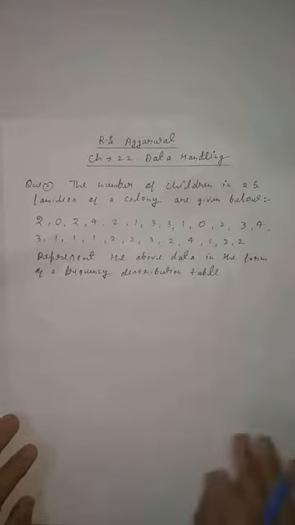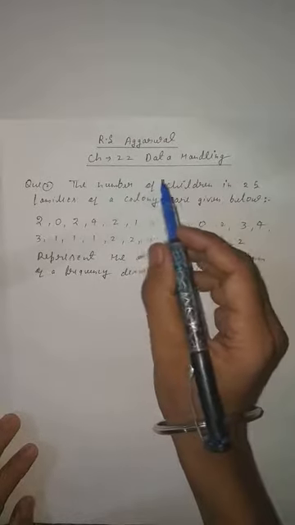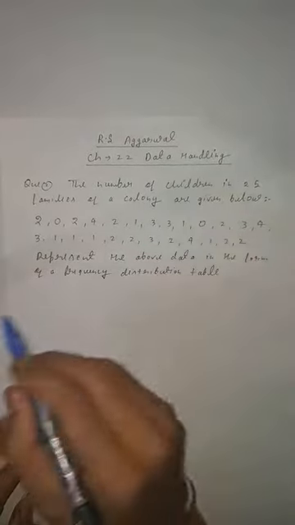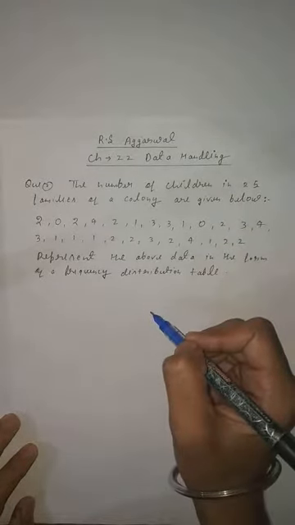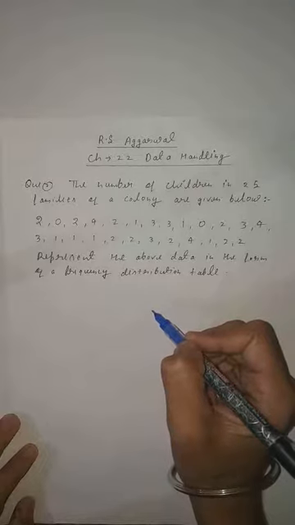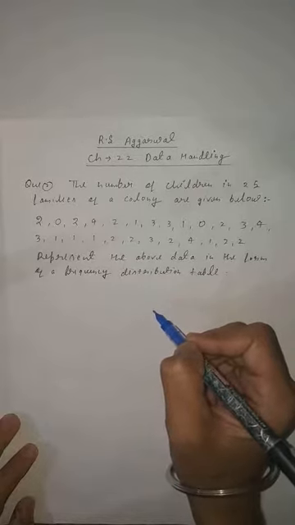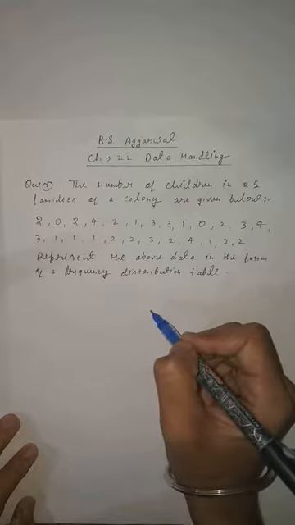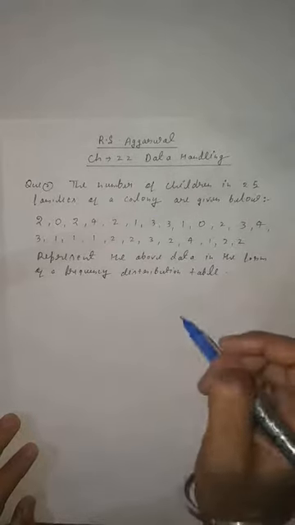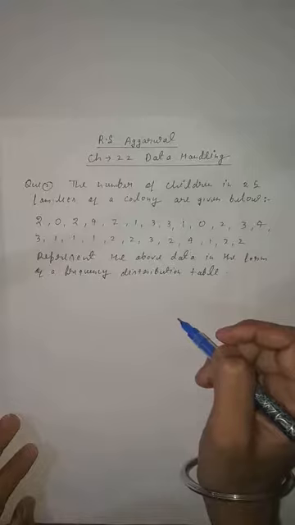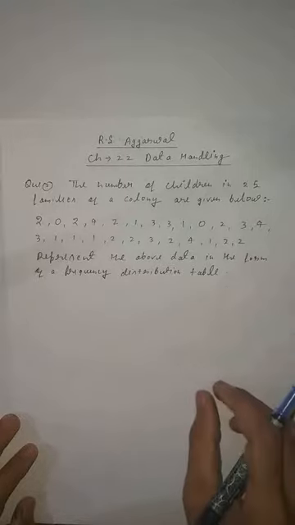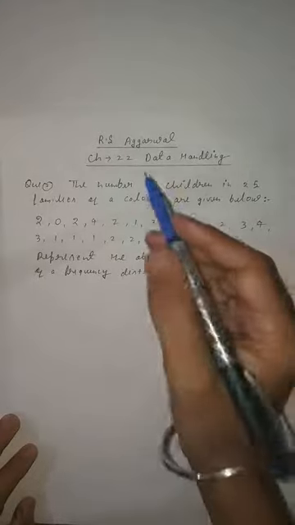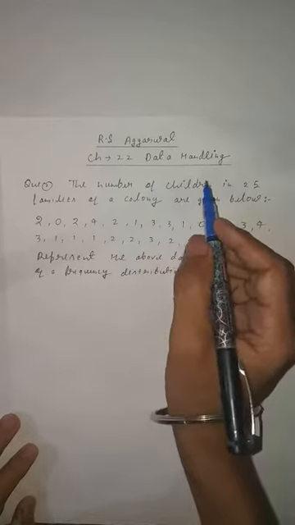So let's start. Chapter 21 is given in R.S. Agrawal, data handling. In R.S. Agrawal, all three chapters are different: data handling, pictograph, and bar graph. But in NCERT, this is in one chapter. So in NCERT you have to read only chapter 9, and in R.S. Agrawal you have to read chapters 22 and 23. Now come to this chapter, chapter 22, data handling.